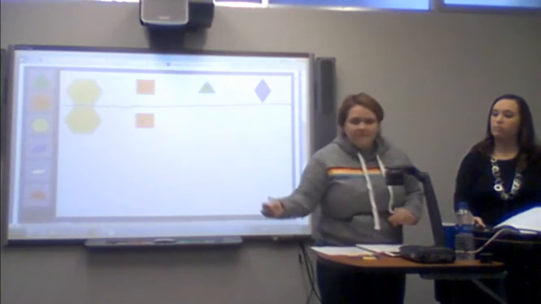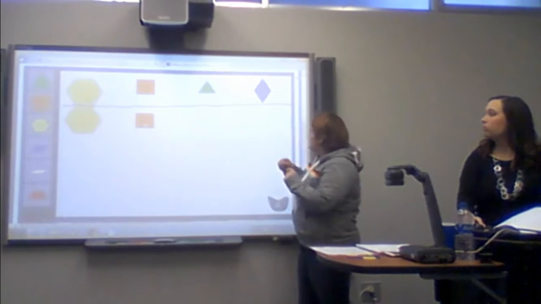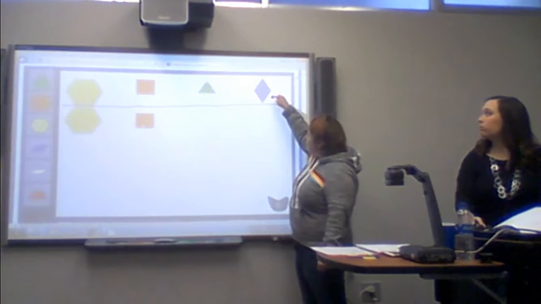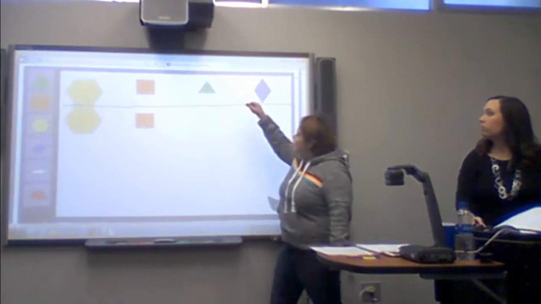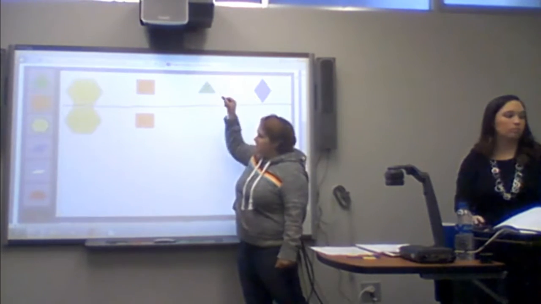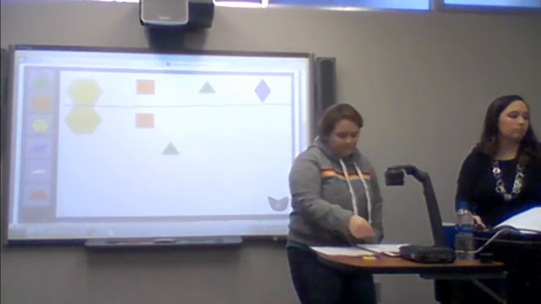Then we have the triangle. This one has points, but this has 4 and this has 3. But this one has points and has 3, so therefore it must be a triangle.